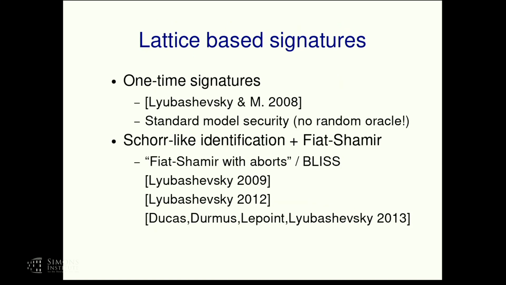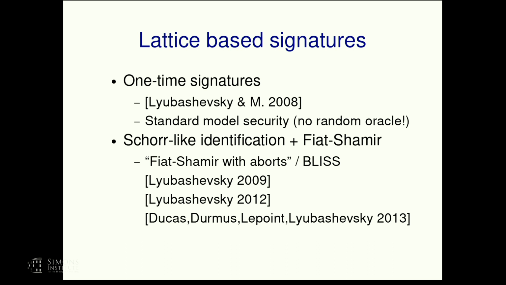Now, this proof system was used as the basis of a number of digital signature schemes, starting from the one-time digital signature scheme of myself and Lyubashevsky. And one property of the scheme is that it didn't require random oracles, so it was standard security, but it only allowed to sign one message. Now, if you replace the fixed query with a random oracle, then you can get schemes that can sign an arbitrary number of messages, which can also be improved and optimized in various ways.